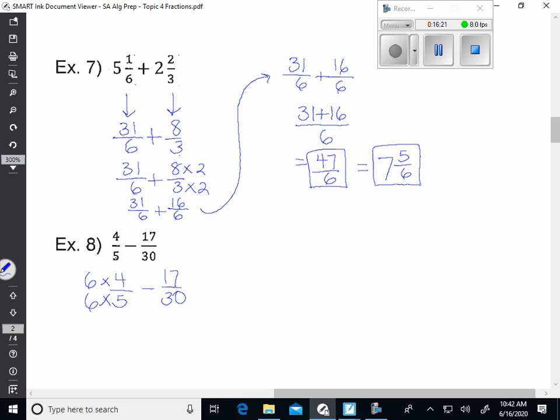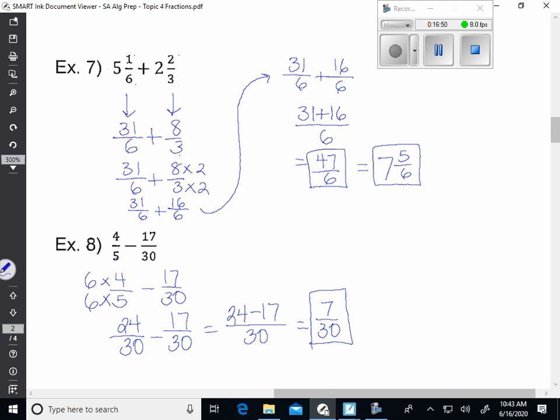So what we get from that, 6 times 4 is 24. 6 times 5 is 30. And sure enough, we have common denominators. So keep the denominator, subtract the numerators. And you're left with 7 over 30. 7 over 30 cannot be reduced. So that is your final answer.